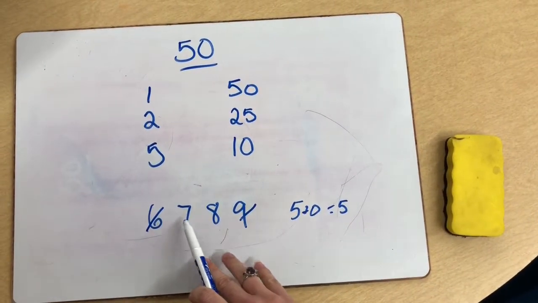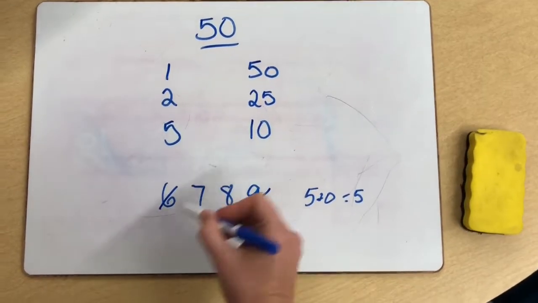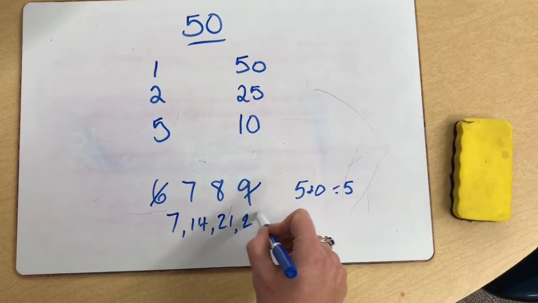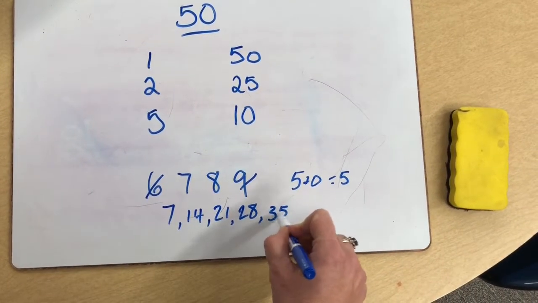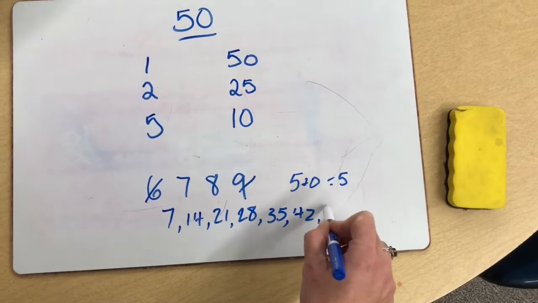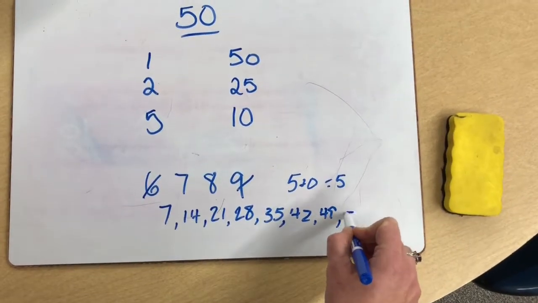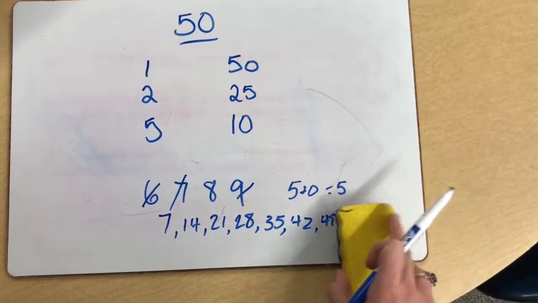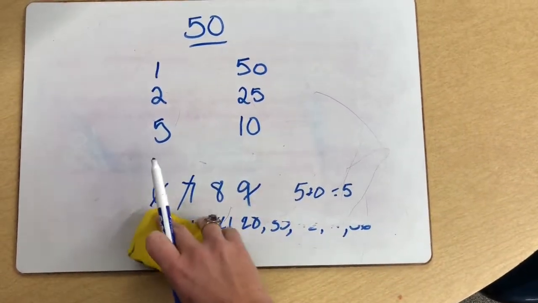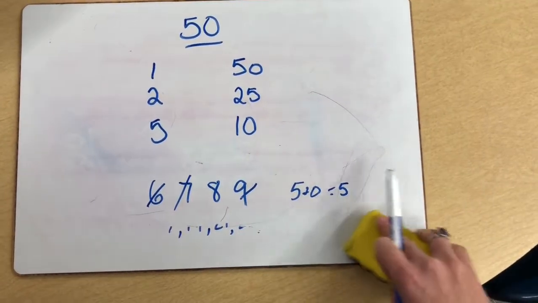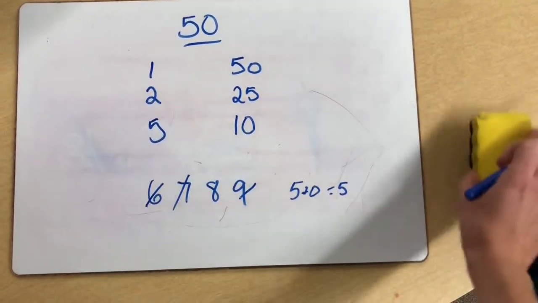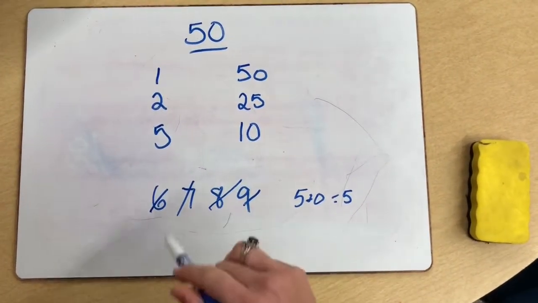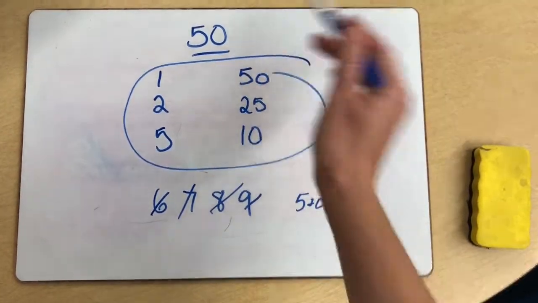Now, 7s are kind of tricky. I've got to count by 7. Let's see. 7, 14, 21, 28, 35, 42, 49, 56. Oh, I skipped right over it. 7 won't work. 8. 8's kind of a tricky one, but I know one thing is for sure. If 4 is not on my list, 8 isn't going to be on my list, because if I count by 4, I'm going to say 8. I don't have 4 on my list, so I know 8 won't work either. I have found all of the factors of 50.